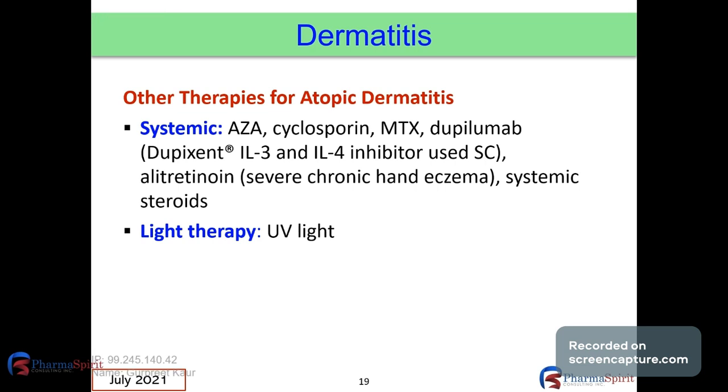We can also use alitretinoin, which is used for severe chronic hand eczema. And typically using alitretinoin will require referral to a dermatologist. We can also use systemic steroids. However, they are not used routinely because of their adverse reactions. We also can use ultraviolet light. We mentioned earlier that ultraviolet light can aggravate dermatitis, but it also can be used medically to help controlling dermatitis.